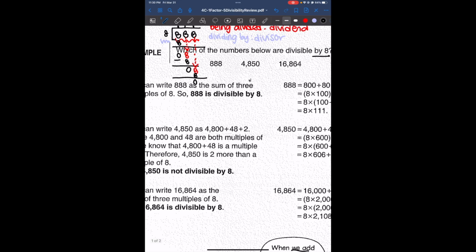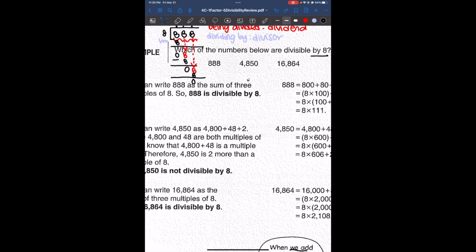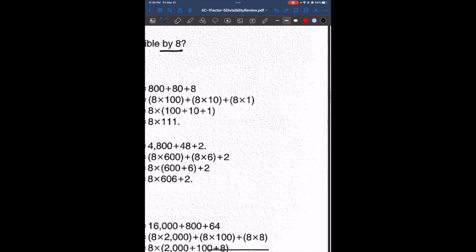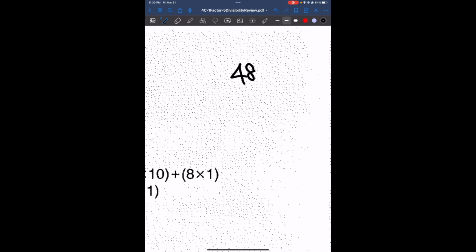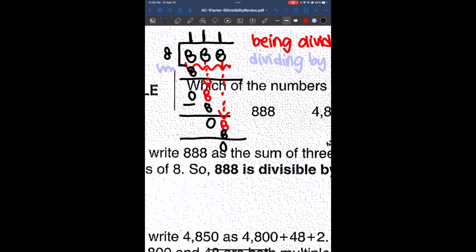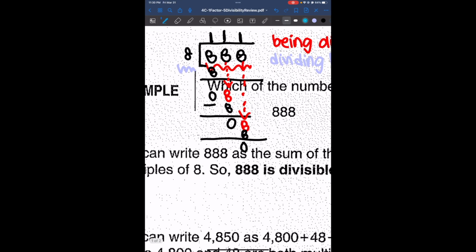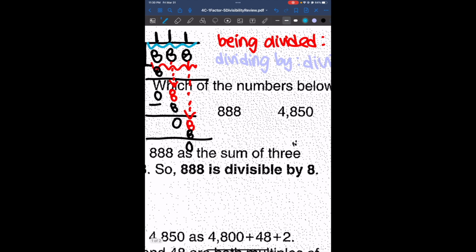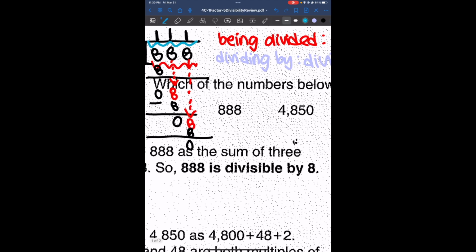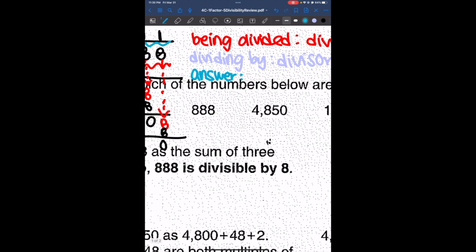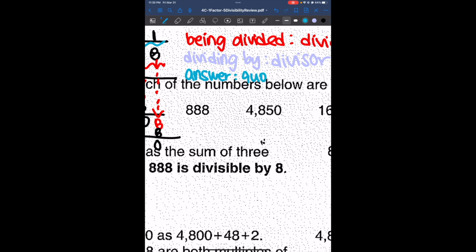Now let's take a look at 4,850. So I'll do it on the side here. So that is going to be our dividend. Oh, and also this number, I forgot to mention, 111 is our answer. That is what we call our quotient.